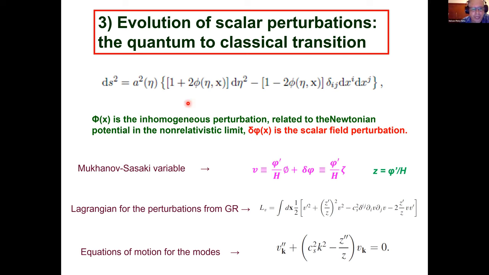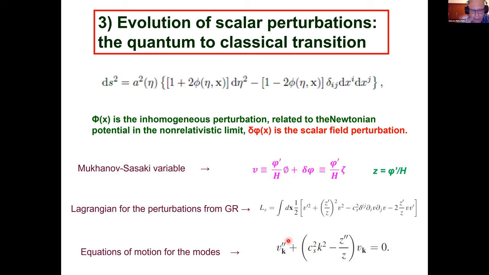You can show that this phi here, in the non-relativistic limit, is related to the Newtonian potential. Okay. Of course, there are some matter fields. I will describe these matter fields by a scalar field. And the scalar field has a background value, which I call phi, okay? And this delta phi depends on the spatial coordinates x. Okay? And because the theory has a lot of gauge symmetries, there is a gauge invariant variable, the so-called Mukhanov-Sasaki variable, where the evolution of the perturbation becomes very simple and conceptually very clear.